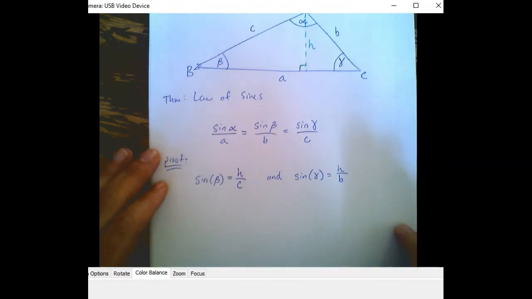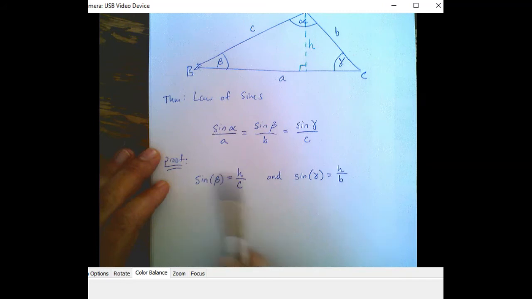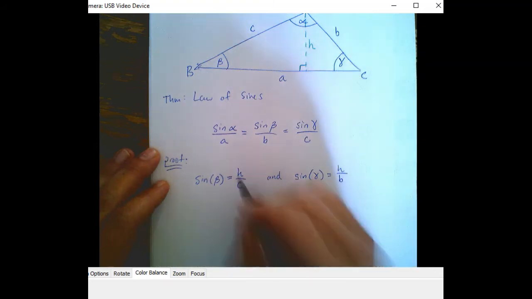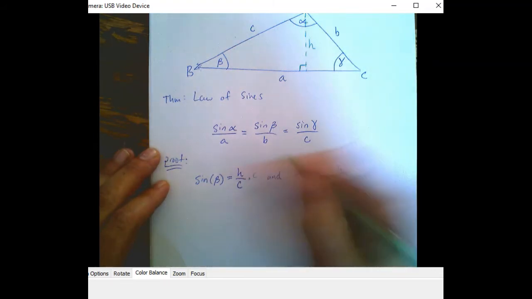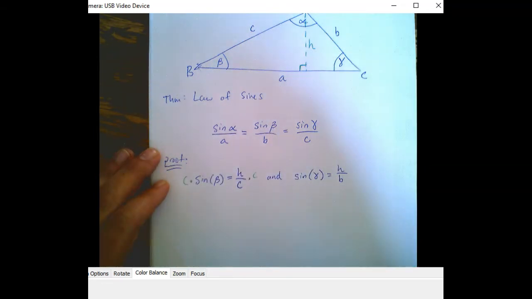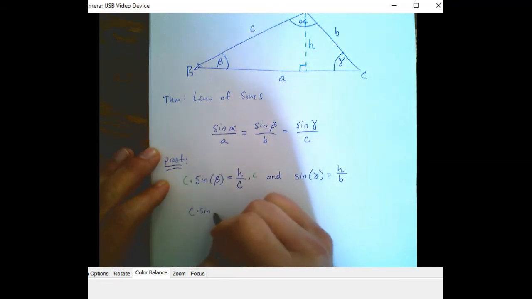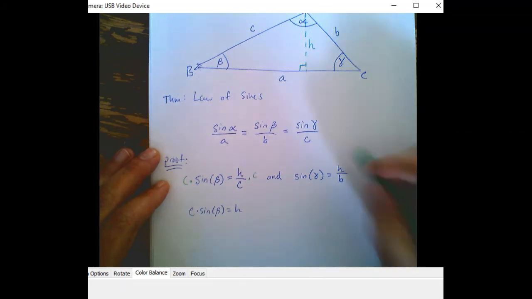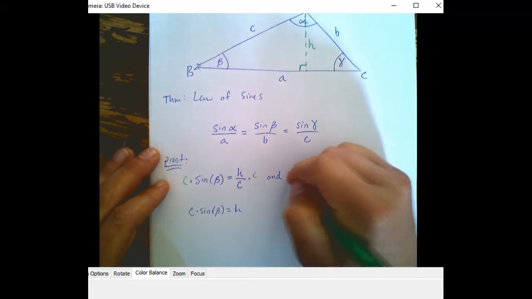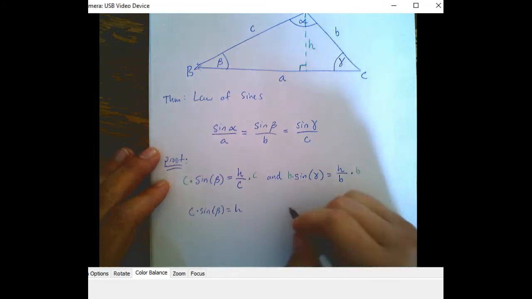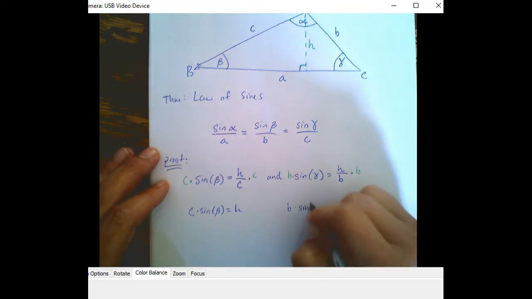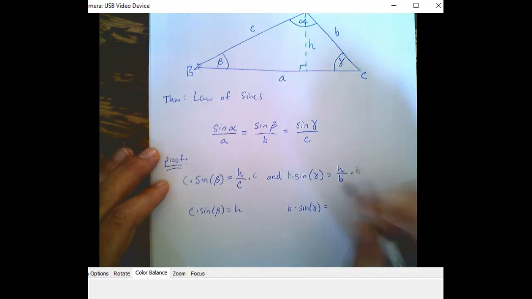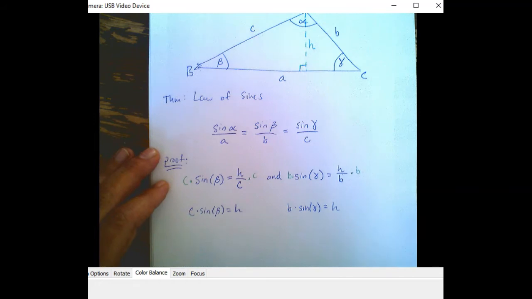Now, because h is the same in both cases, if we solve for that, then those two quantities will be equal. So if I solve this for h, all I need to do is multiply by c on both sides. So we'll get c times the sine of beta is equal to h. I'm going to do the same thing here, but we'll multiply by b on both sides. So b sine gamma is equal to h. Those b's will cancel.